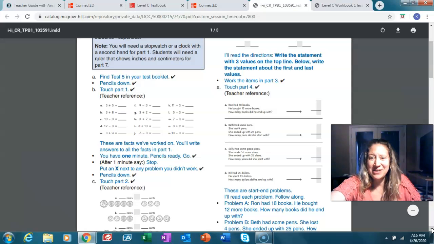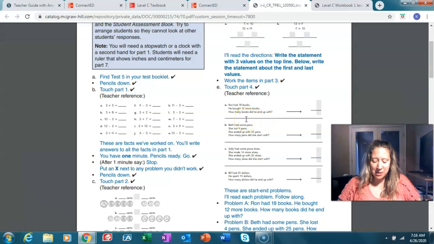Okay, now that you have finished part 3, touch part 4 in your workbook. Okay, and you have some comparison problems, I will read the problem to you. I want you to then pause the video, work it out, and then push play again, okay? So we'll do A first. Ron had 18 books. He bought 3 more books. How many books did he end up with? Pause the video, work it out.